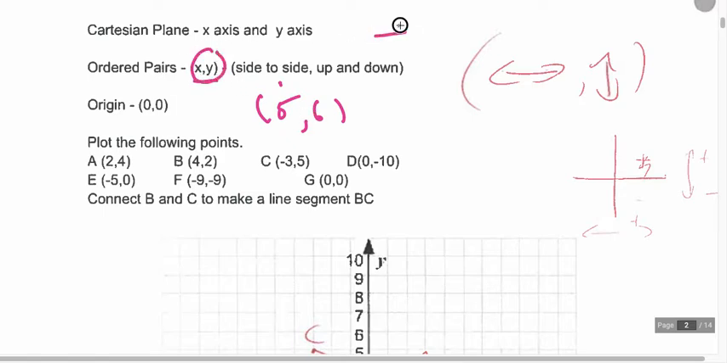So we have side to side and up and down dimensions. That's all you do in high school and most of university, actually. You might graph in 3 dimensions one day, but that's different. Maybe 4. No, I'm just kidding. 3.